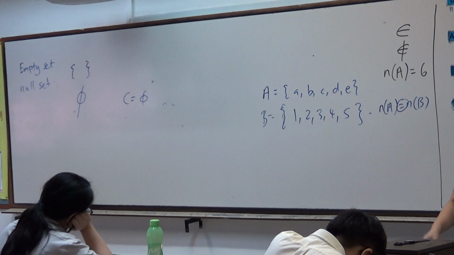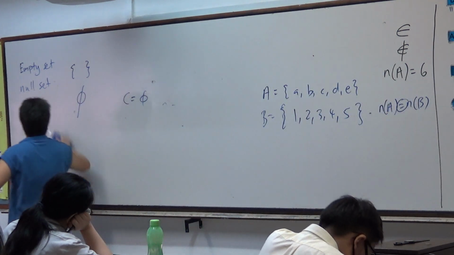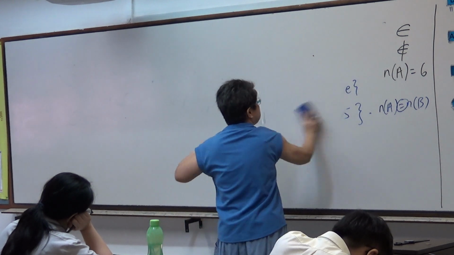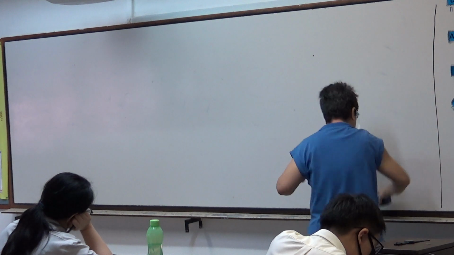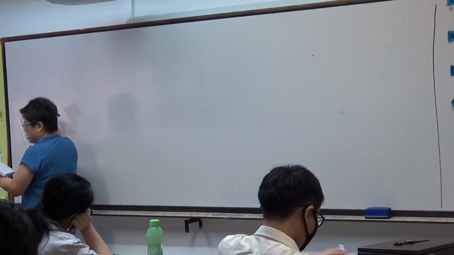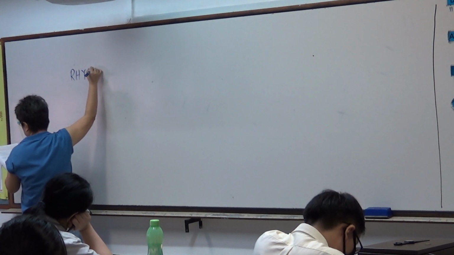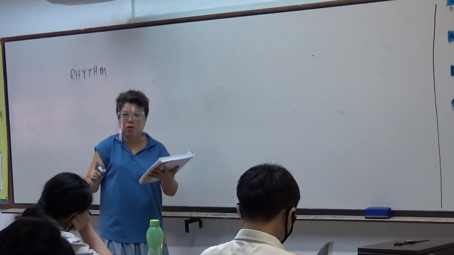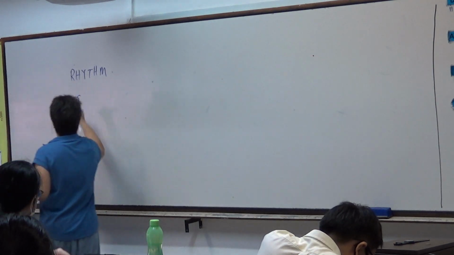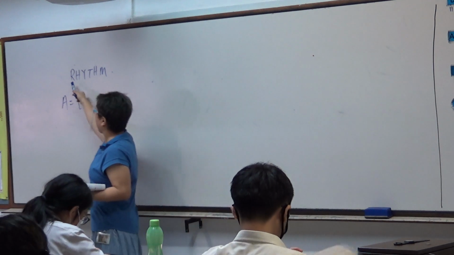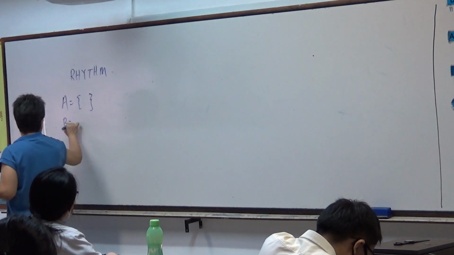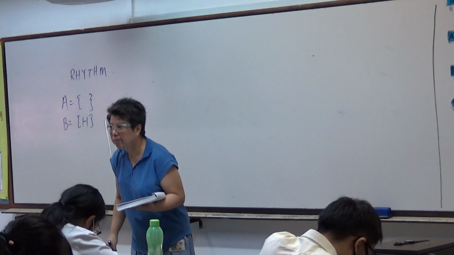Alright, now let's take a look at example 2. It is given that A is the set of vowels in the word rhythm, and B is equal to the element H only. Vowels in the word rhythm. Is there any vowel? So it's actually an empty set, right? A is an empty set. What about B? B has which element inside? H. Understand? This is the meaning here.